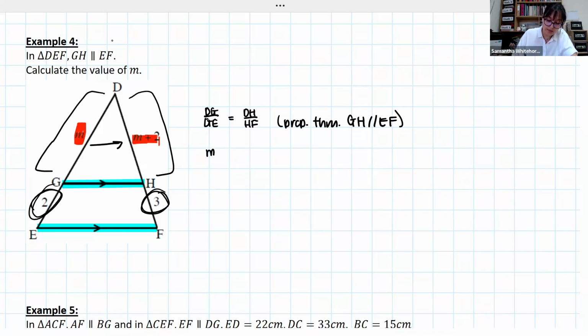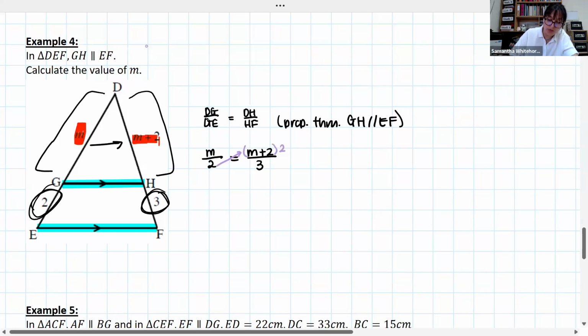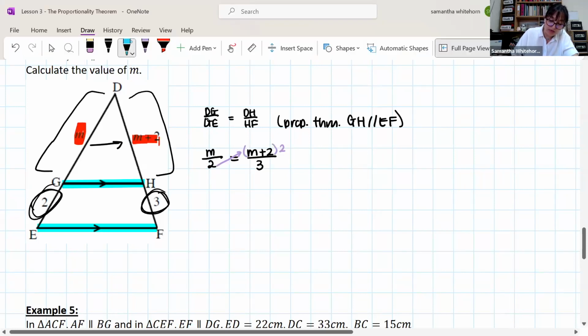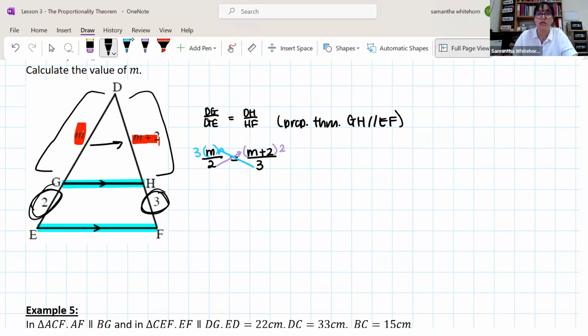Now I can go and substitute in what I know. So DG was M, GE was 2, DH was M plus 2, and HF was 3. I can solve my equation. Okay, now guys, there's a few different ways that you can approach this next step. Because it's one fraction on either side of my equal sign, I would just cross multiply. So that means I'm going to take the 2 and multiply it with the M plus 2. And then I'm going to take the 3 and multiply it with the M. If you cross multiply, essentially you're getting rid of those denominators. It's basically a shortcut of finding an LCD, which is what you would do anyways.